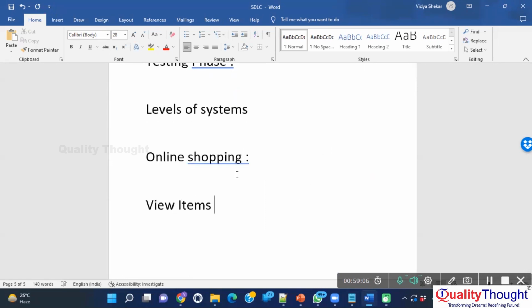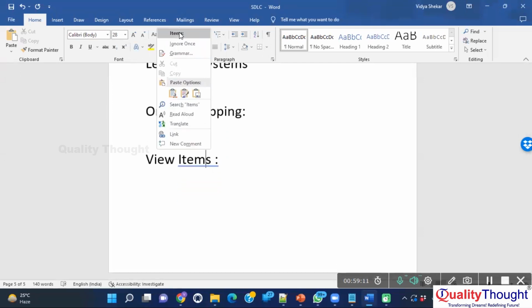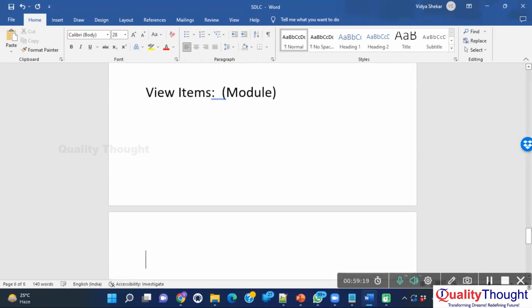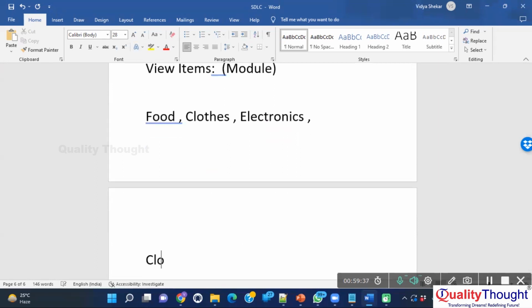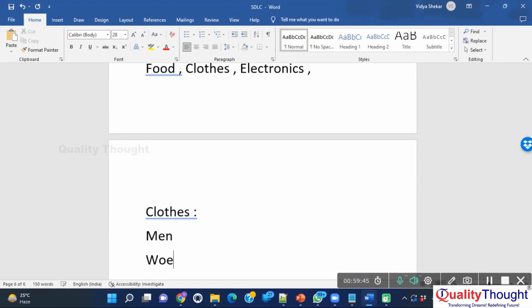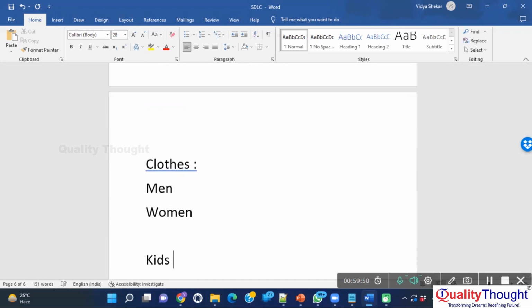View items. In the view items module, which is developed by the developer, these items are classified into multiple types: food, clothes, electronics. Yes or no? And again in clothes, they are going to classify into men, women, kids. Yes or no? And again, if you go to men, it will be classified into formal, casual. Agree or disagree?